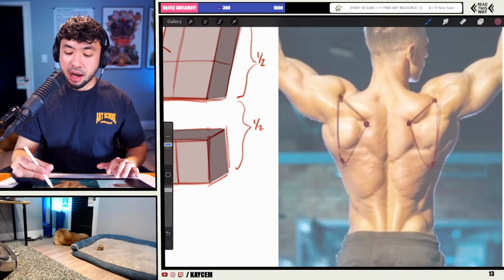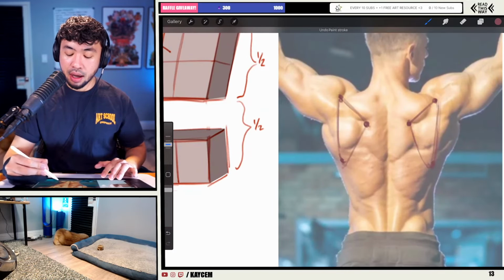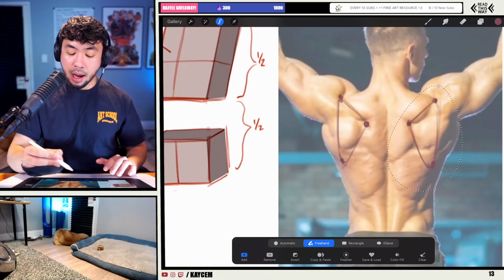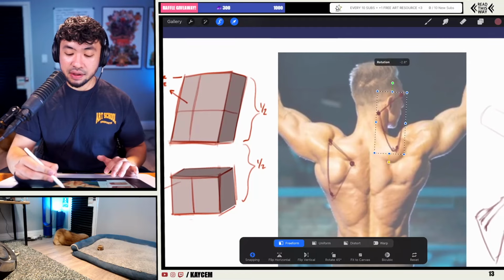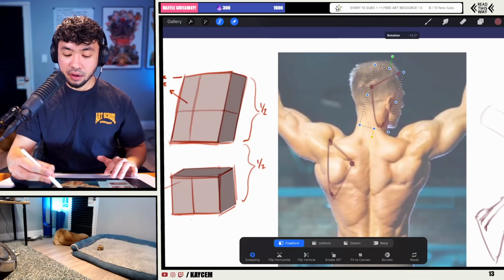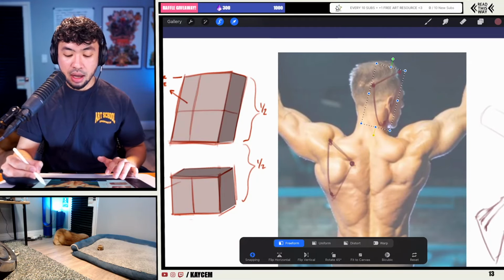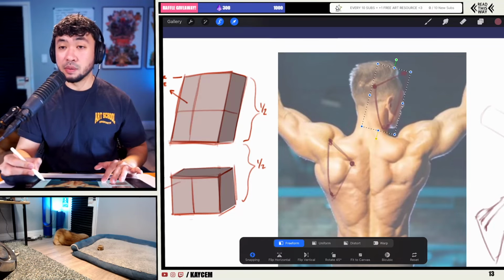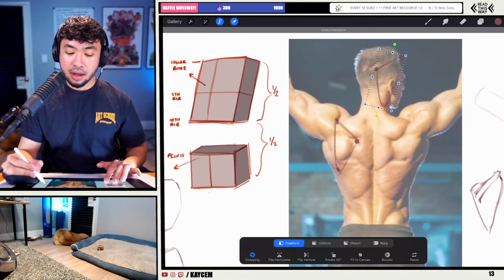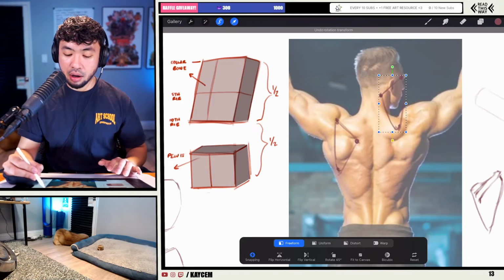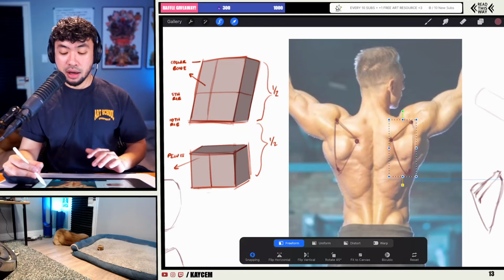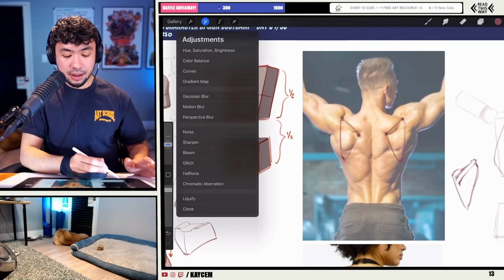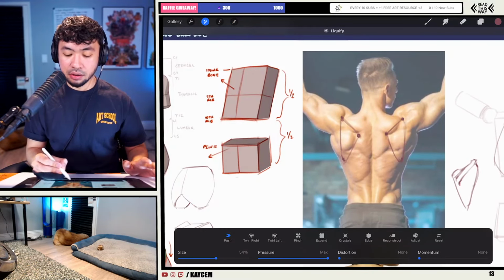Other things to keep in mind: roughly, the scapula or the shoulder blade, I'll just call it scapula for now for those of you who are confused, should be roughly the size of the head, give or take, from the top to the bottom portion. Obviously, this is going to be angled a little bit, but it's roughly about the size of the head. So if you're wondering how far down you should make the scapula, try to make it roughly the length of the head. I think that's going to be a good placement to start.